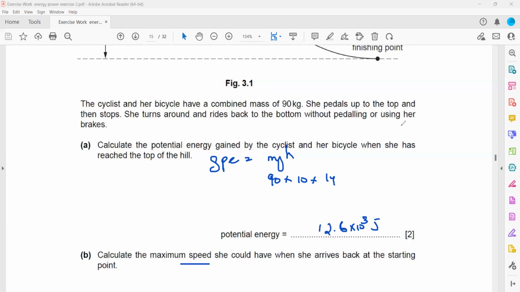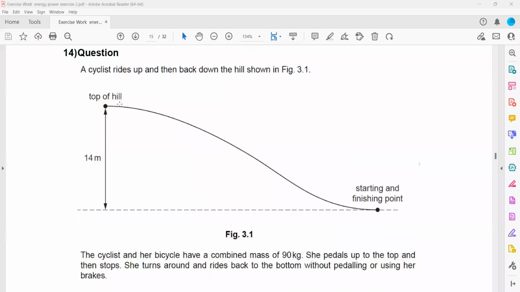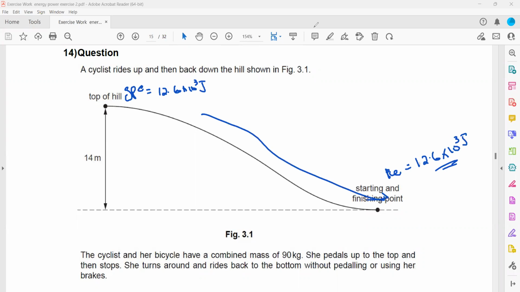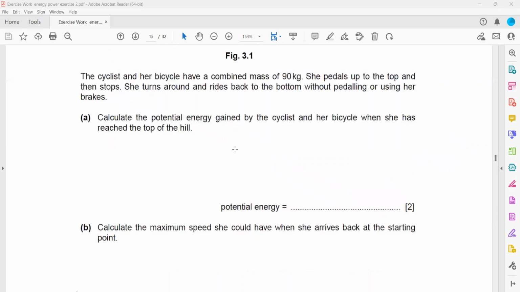Calculate the maximum speed. Now, to get the speed, we should have kinetic energy. We don't have it. How can we work it out? Because we always assume there is no loss of energy unless they mention it in the question. So this was 12.6 into 10 power 3 joules. When she rolls down, the bicycle moves downward, she will have kinetic energy at this point. If there is no loss of energy, she will have 12.6 into 10 power 3 joules of kinetic energy. Now we have the kinetic energy because there is no loss of energy. So then we'll work out the speed.